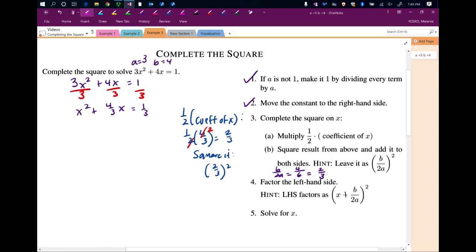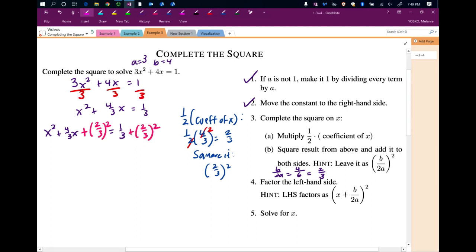Okay, now we're going to add that to the left-hand side and to the right-hand side. So let me just rewrite what we have. x squared plus 4/3 x, and then we have equals 1/3. But we're going to add the new term to both sides. So plus 2/3 squared, plus 2/3 squared. Okay. That's legal because I just added something to the left and the same thing to the right.